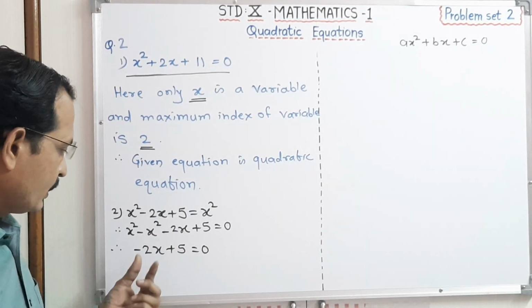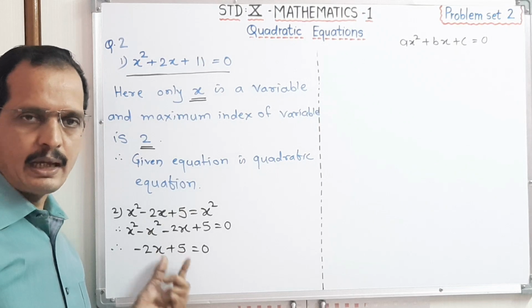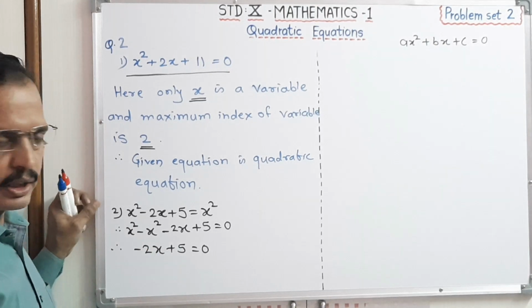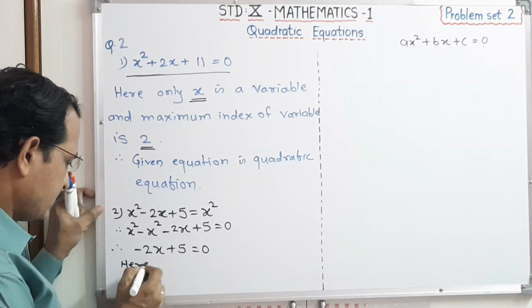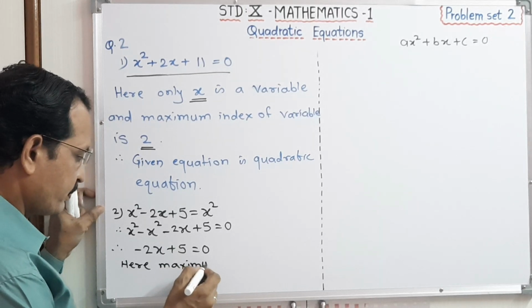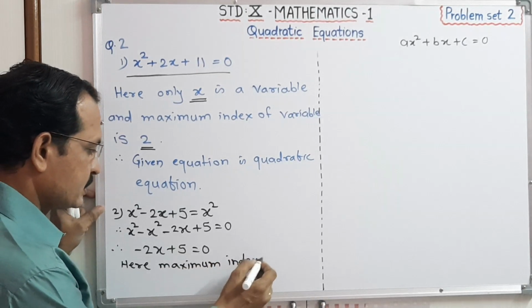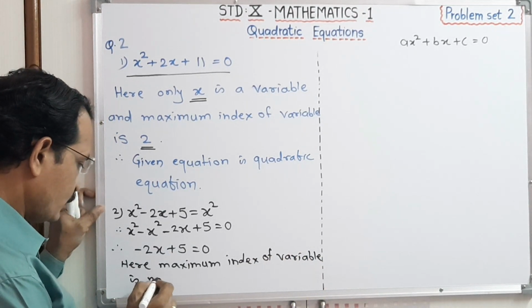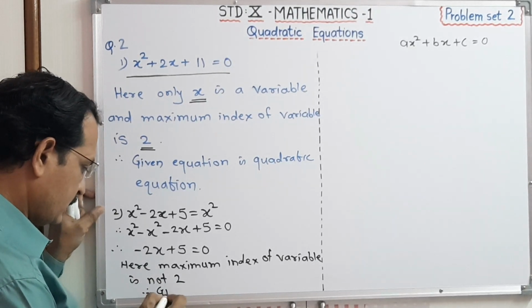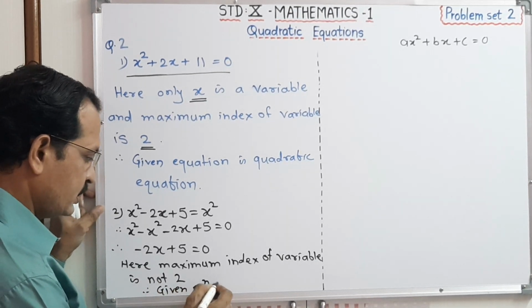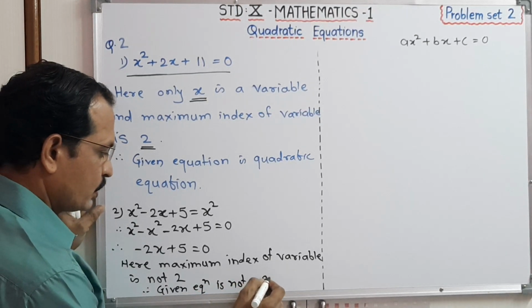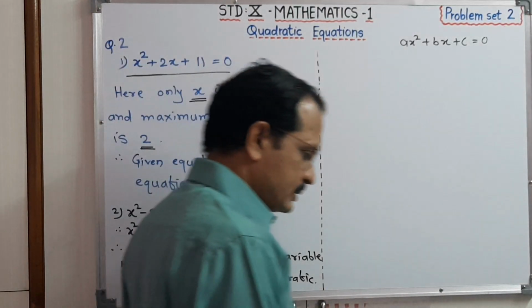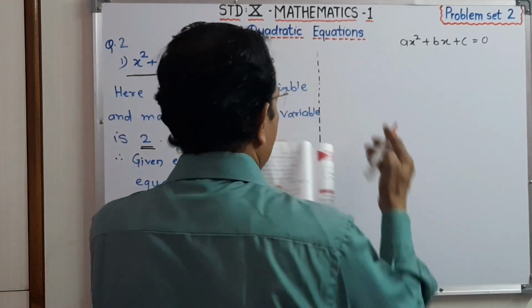Dear student, here the variable is x and the maximum index of the variable is not 2. Therefore it is not a quadratic equation. We can say that here the maximum index of the variable is not 2, therefore the given equation is not quadratic. Let's see the third equation.